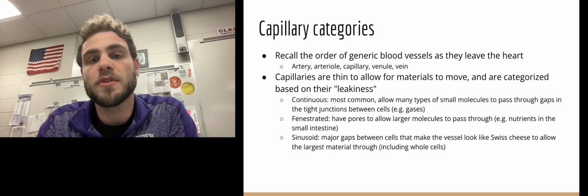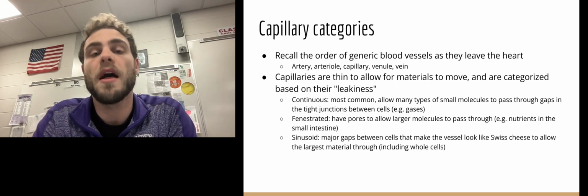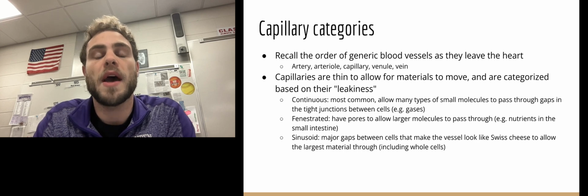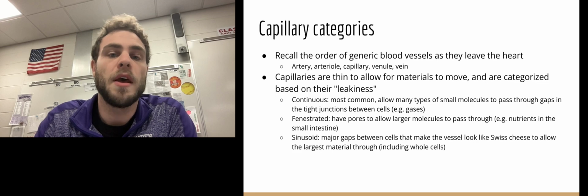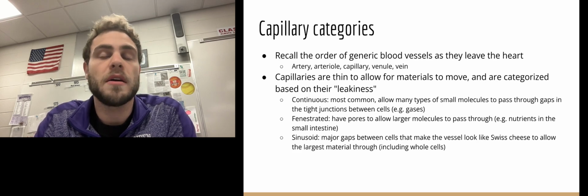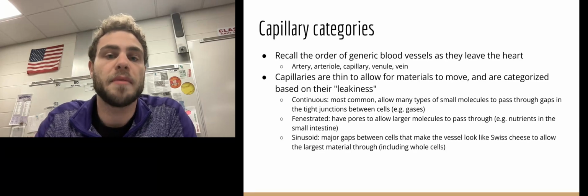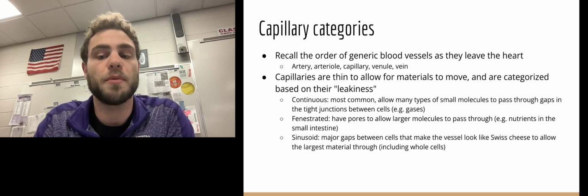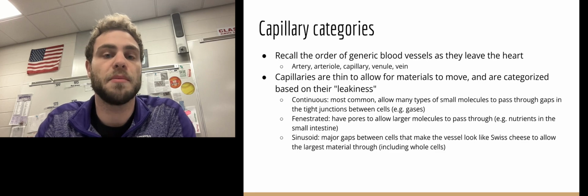Then your fenestrated ones are going to have pores that allow slightly larger molecules to pass through. We get a lot of fenestrated capillaries in the digestive system, or capillaries that are associated with the digestive system, so that nutrients can move from your small intestine into the bloodstream. And then the most rare, but the ones that have the largest gaps, are your sinusoid. They sometimes have been described as looking like Swiss cheese because of the major holes that are present through them. They can, in fact, let whole cells exit the bloodstream.